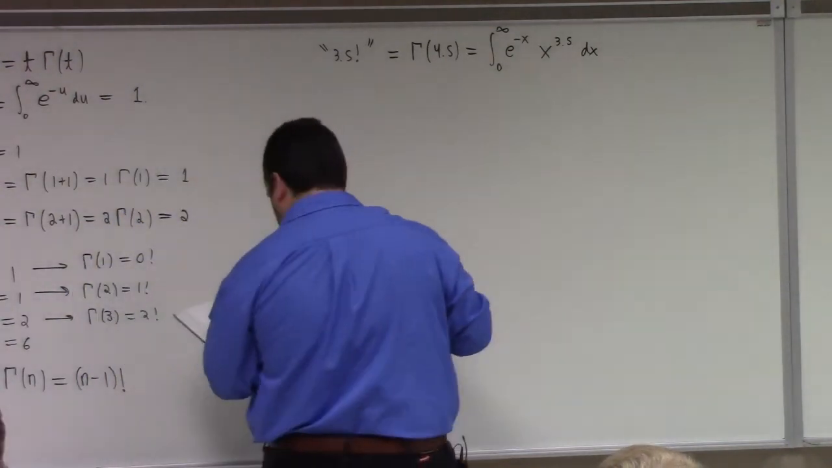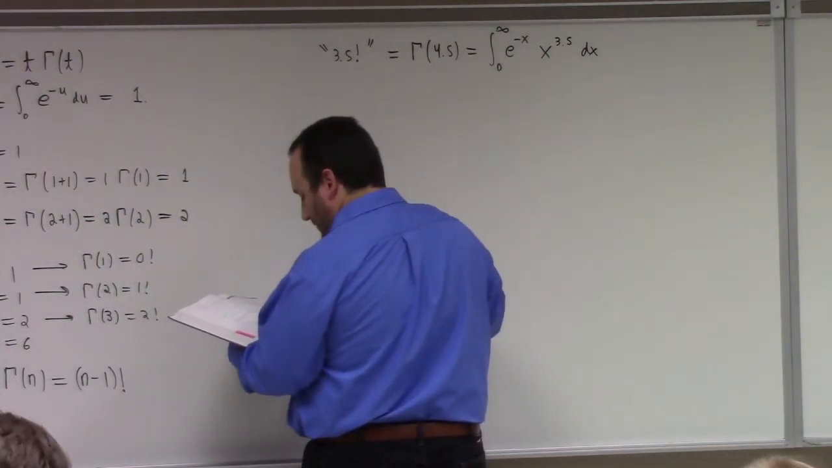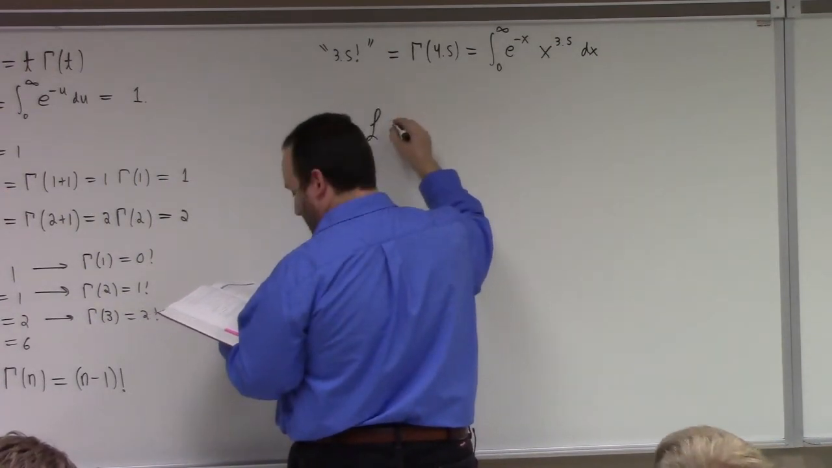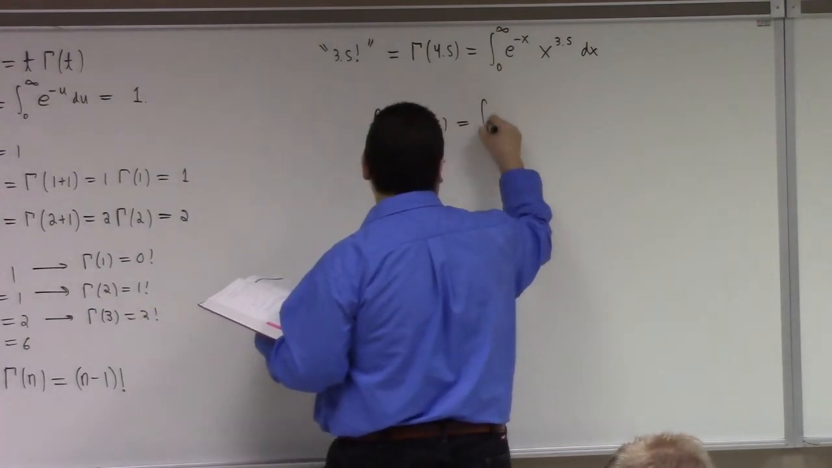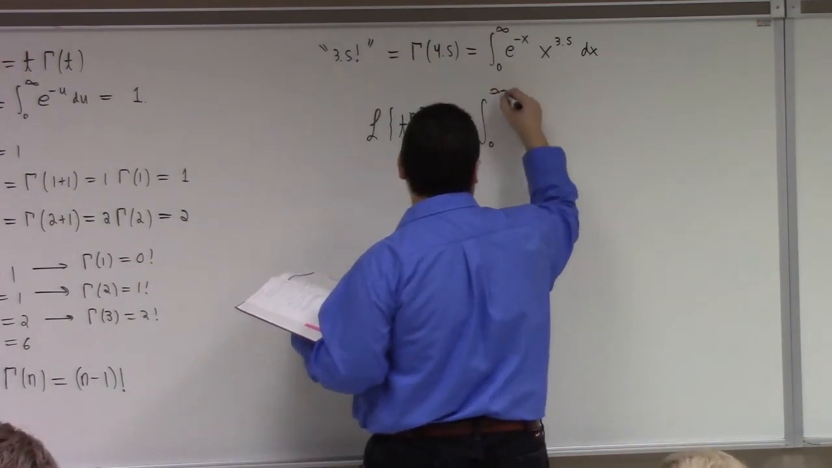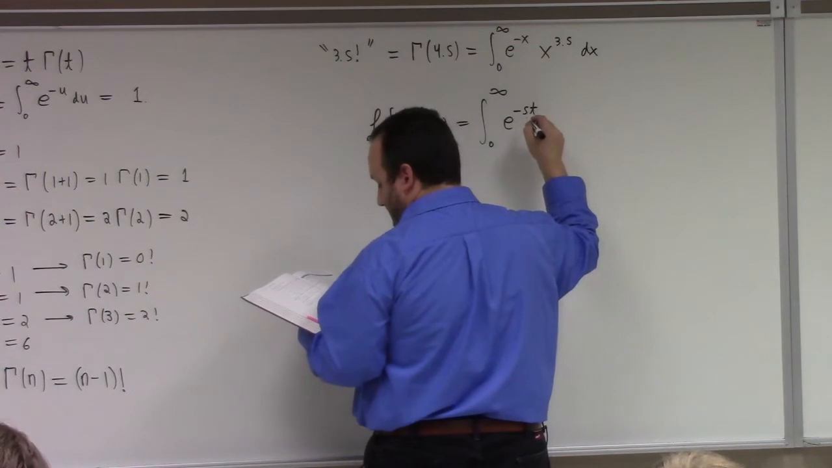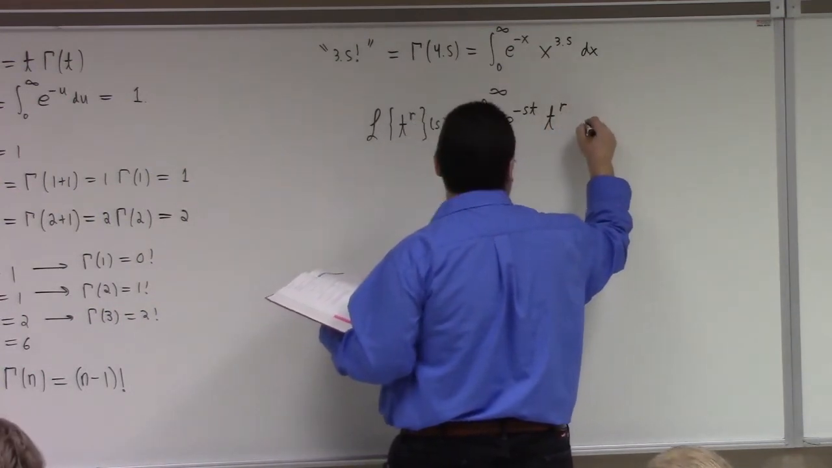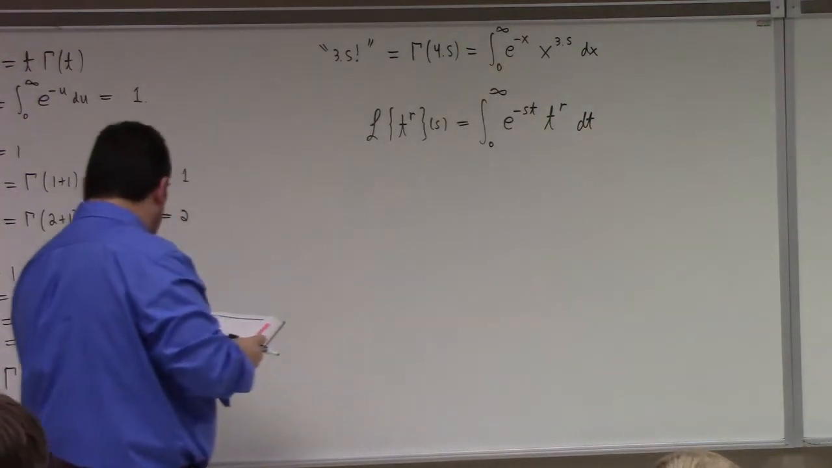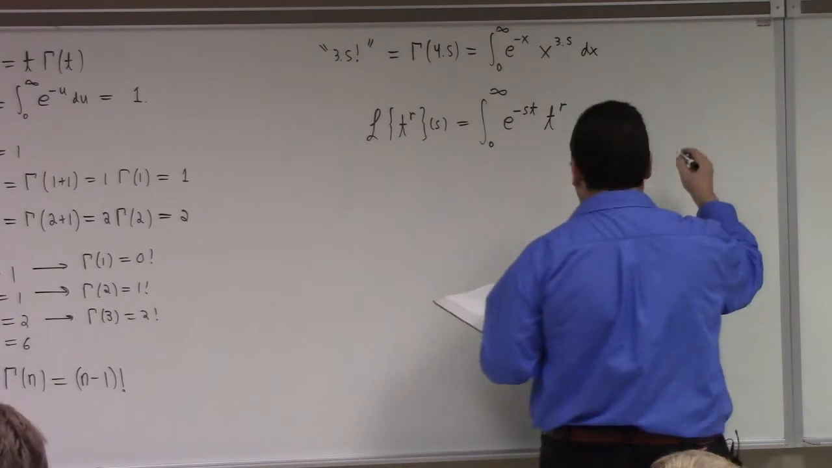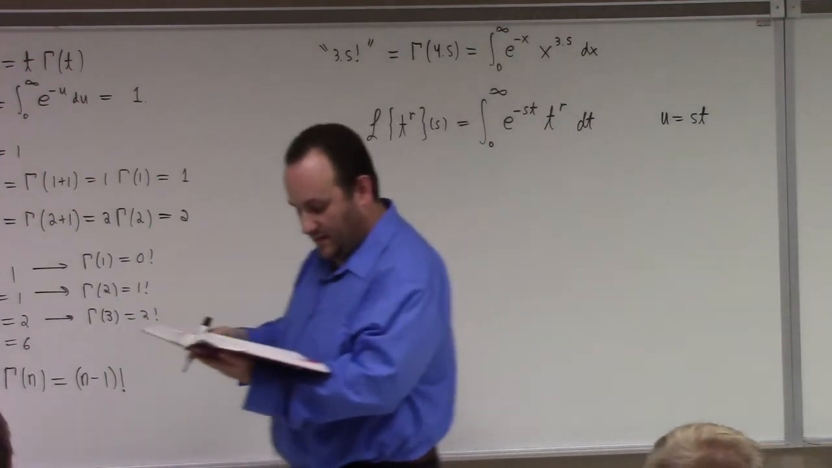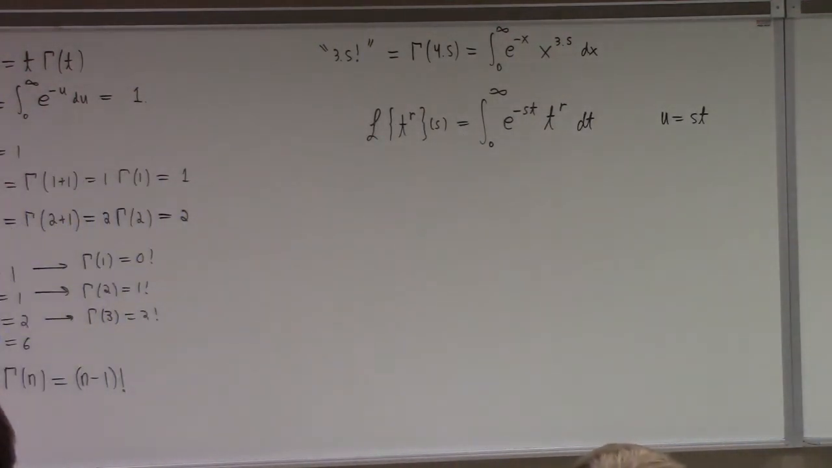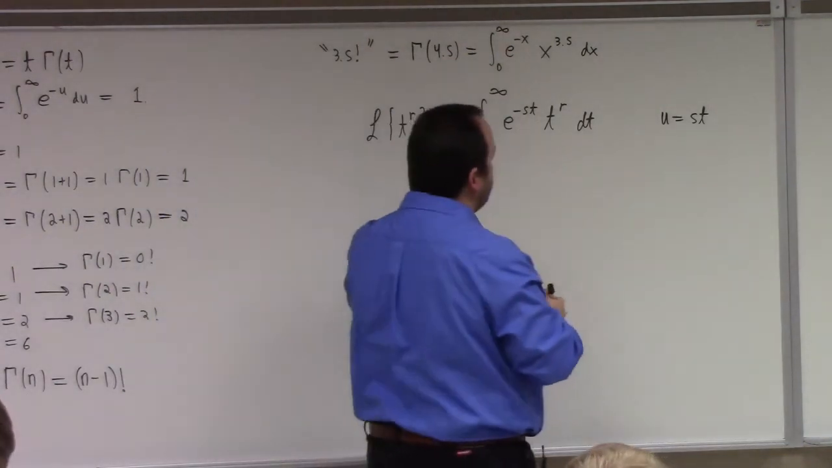Now, that's not standard terminology, obviously. So if you calculate the Laplace transform of t to the power r, then that is equal to the integral from zero to infinity of e to the minus st times t to the r dt. That's just the definition. And then he makes a sneaky substitution, u equals st. If we make a u equals st substitution, how can we rewrite this integral?